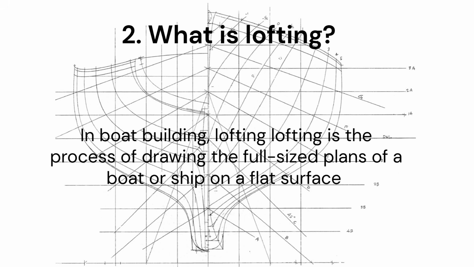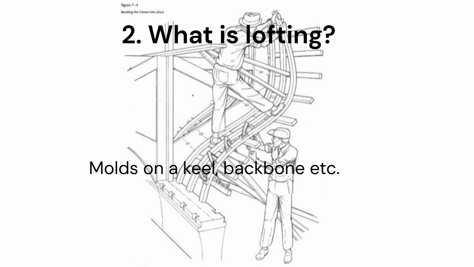Well, this sounds simple, but in reality, it can be really difficult. Furthermore, it is very easy to make errors as there are so many lines. Lofting is the same for all boat building techniques, with some minor differences. There are several types of boat building techniques. However, 2 types of building are more common. Molds on a keel, backbone, etc., with steam-bent frames.